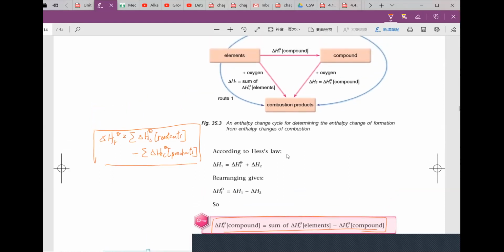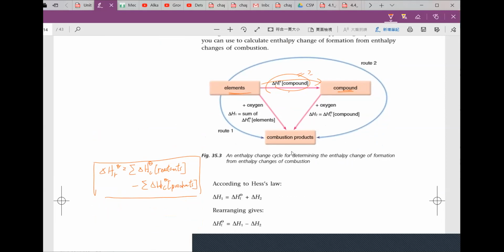Now, for this part, what is that about? You'll be given some delta H of combustion terms of both the elements and compounds. So the question is, I want to get to know this one. It is unknown, so it is the route.